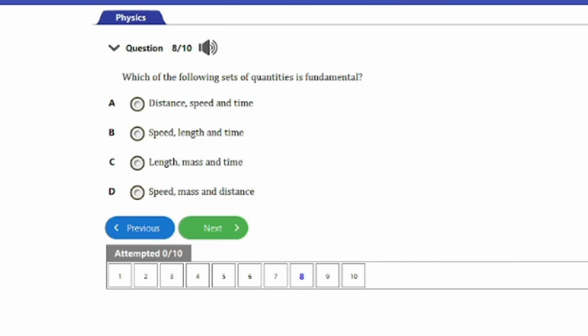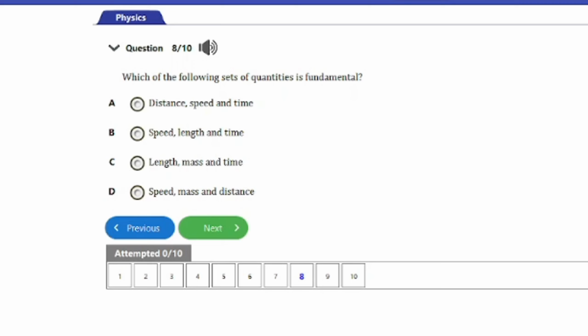So the next question is question number 8 here. It says, which of the following sets of quantities is fundamental? We have distance, speed, and time, no. Speed, length, and time, no. Length, mass, and time, accurate. So guys, option C is the answer to this question. Length, mass, and time are fundamental quantities.